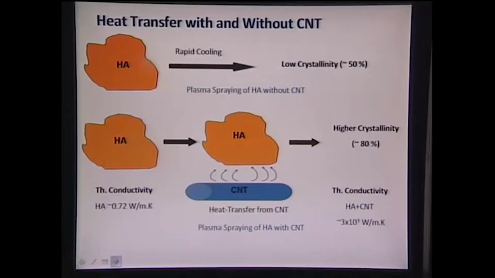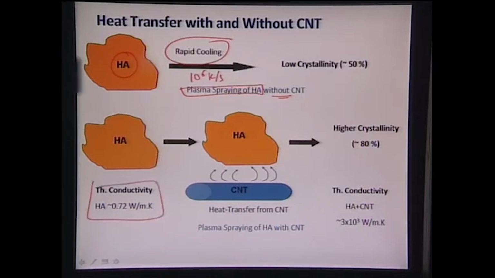So what is happening in presence of CNT? First of all, we have a hydroxyapatite crystal which is basically molten, and then it impacts onto the substrate. It undergoes a rapid cooling, because cooling in plasma spray is to the order of 10 to the power 6 Kelvin per second, and then in absence of CNT, basically hydroxyapatite does not have enough time because of its lower thermal conductivity, which is to the order of 0.72 watts per meter Kelvin. It is not able to generate enough heat in itself so that it can pass it on to the center, or so that it can collect the heat at the center or the core of it.